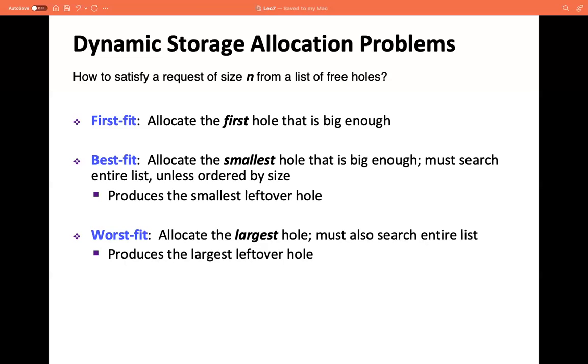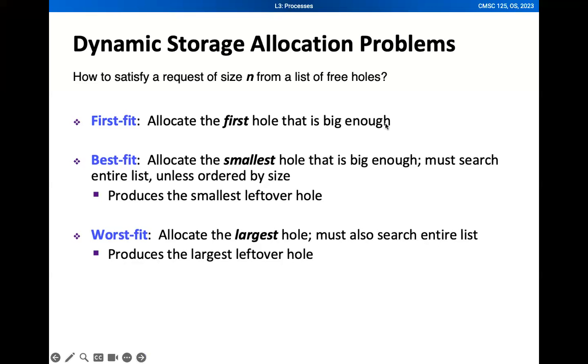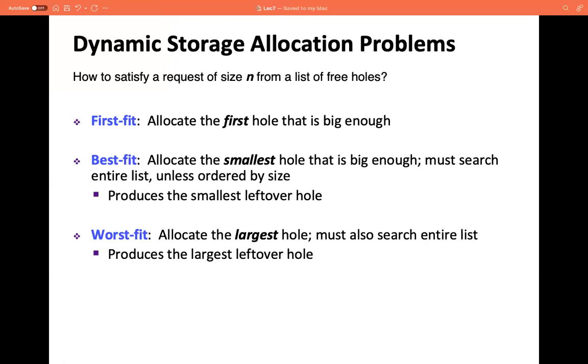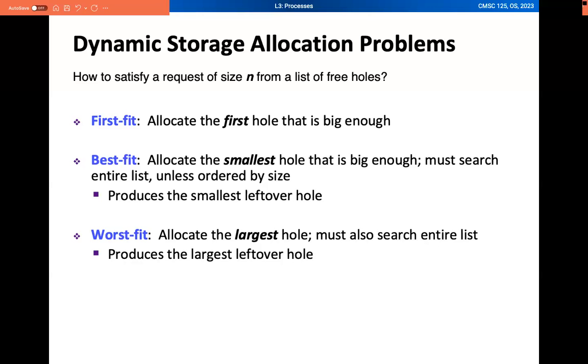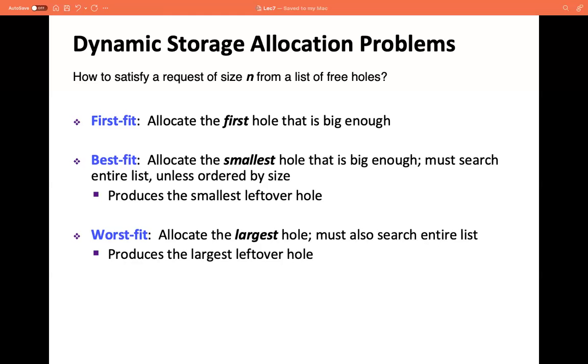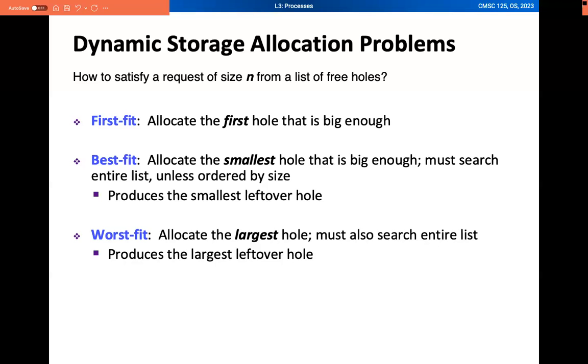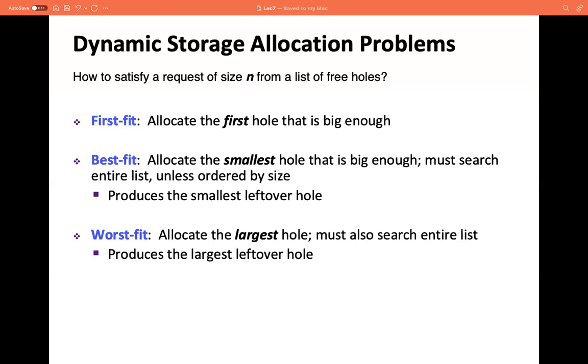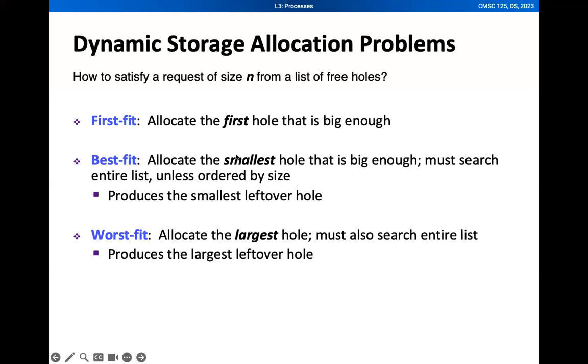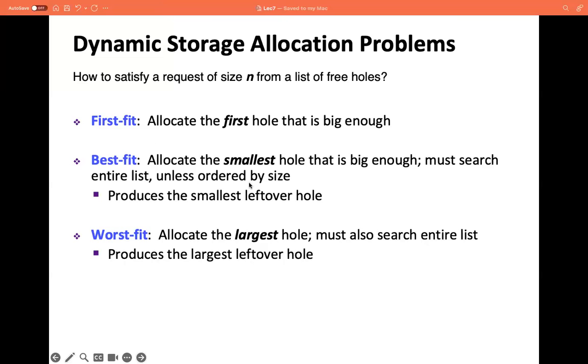And the best fit, on the other hand, allocates the smallest hole that is big enough. Or in other words, it searches the entire memory and selects the smallest available block that can accommodate the size of the process. Its goal is to minimize the wasted space by choosing the closest fit. So in best fit, we are searching the entire list unless ordered by size. So it produces the smallest leftover hole.